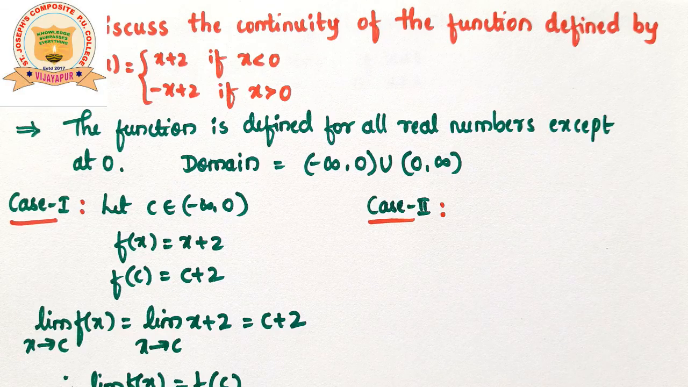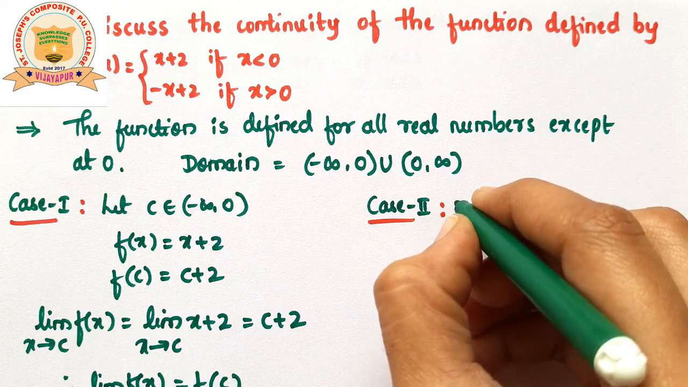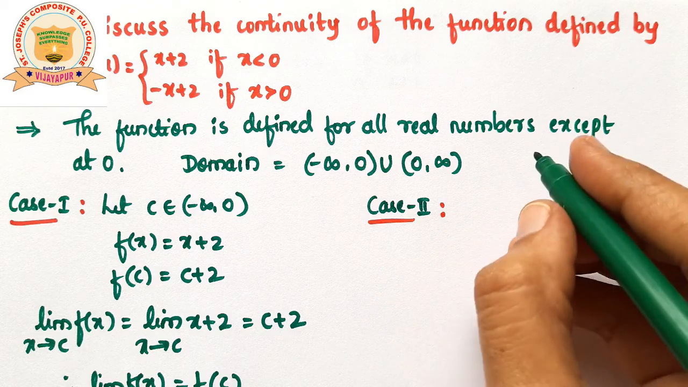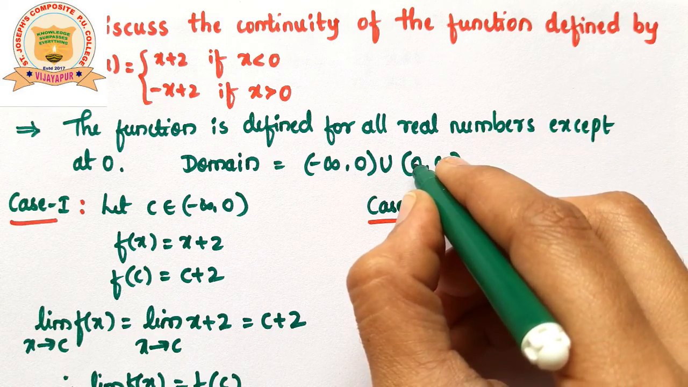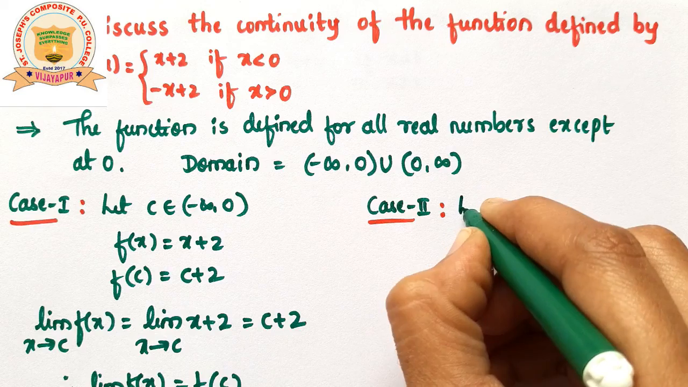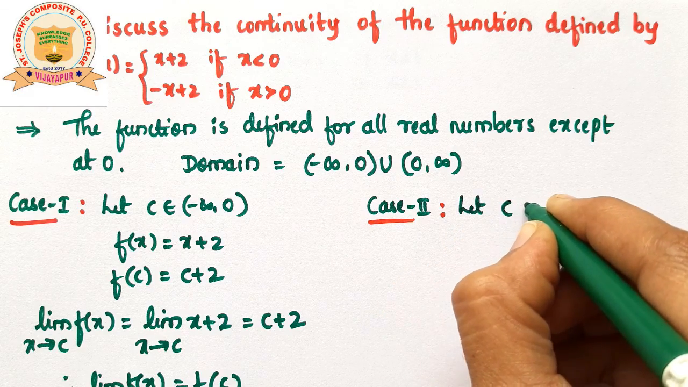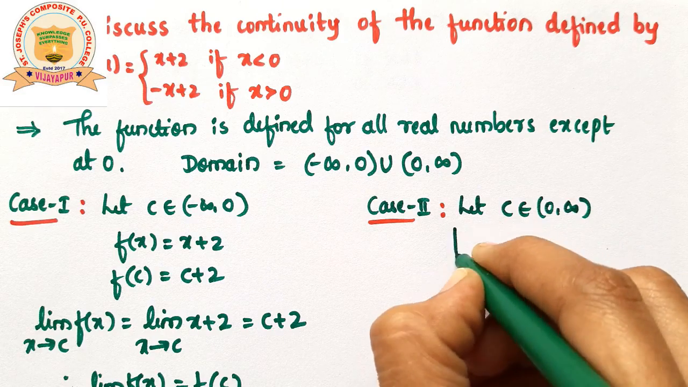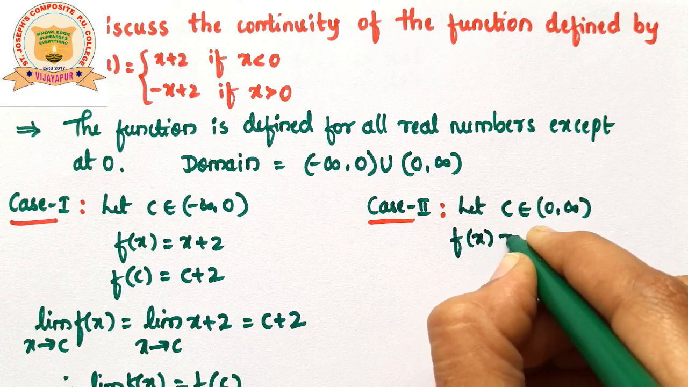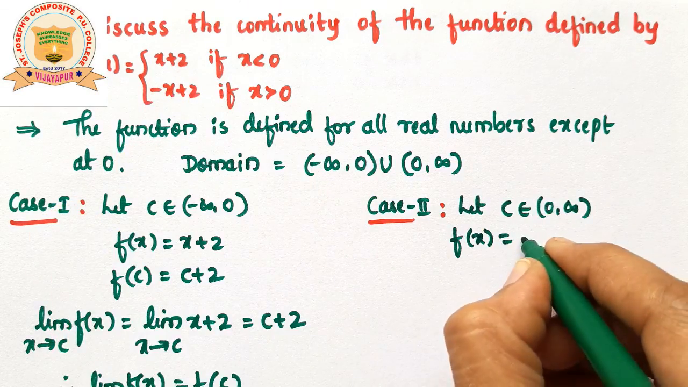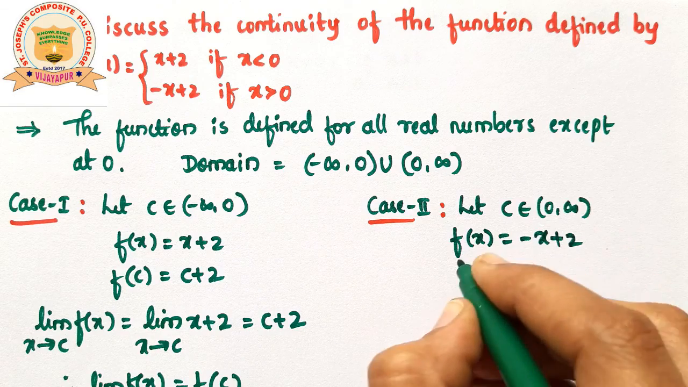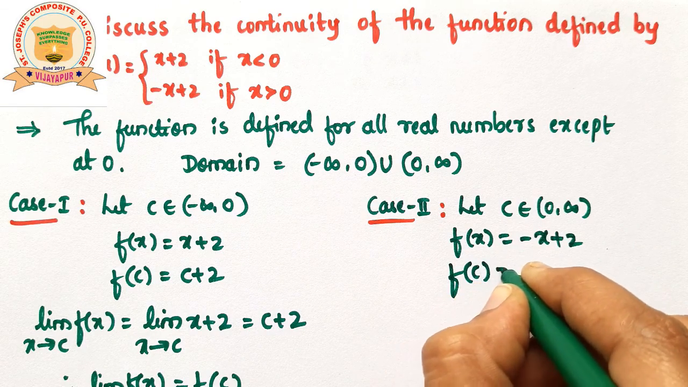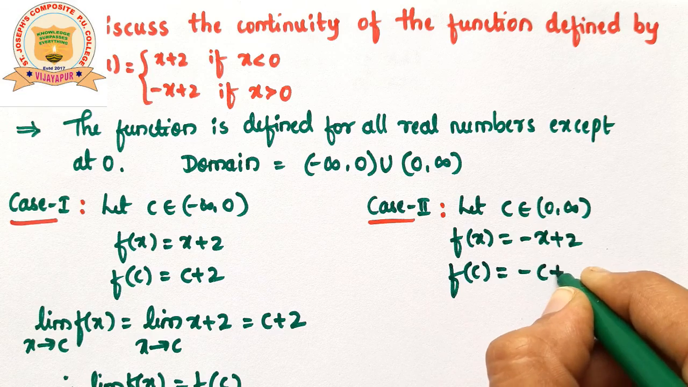Next, we have case 2, for x greater than 0. Greater than 0 means from 0 to infinity. Let c be a real number belonging to this interval 0 to infinity. For x greater than 0, what is the functional value? Its value is minus x plus 2. And what is the functional value at x equal to c? Its value is minus c plus 2.